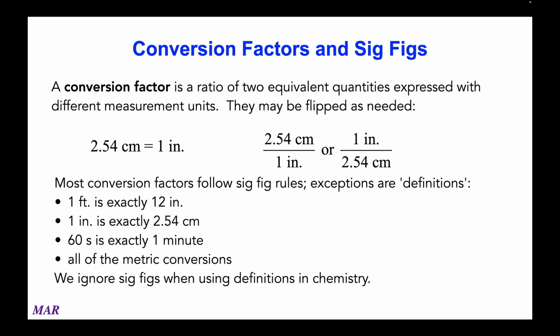Most of the time, conversion factors will follow sig fig rules, like densities and molar masses and stuff we'll talk about later, but there are a lot of definitions that don't worry about sig figs. So for example, in the English world, 1 foot is exactly 12 inches, or the imperial unit. 60 seconds is exactly equal to 1 minute in our science world. All the metric conversions are those kind of things. Those are the things that you would ignore sig figs. But boy, most of the time when it comes to conversions, use sig figs and think about them as you do your math.